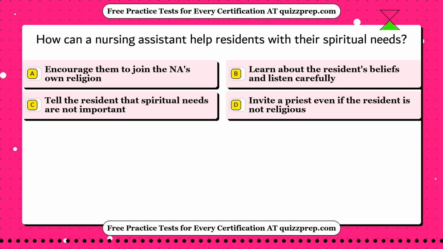Question 71. How can a nursing assistant help residents with their spiritual needs? Option A, encourage them to join the nurse's religion. Option B, learn about the resident's beliefs and listen carefully. Option C, tell the resident that spiritual needs are not important. Option D, invite a priest even if the resident is not religious.